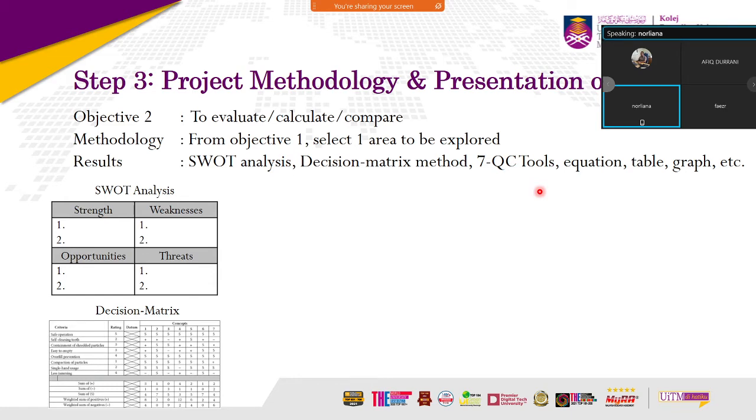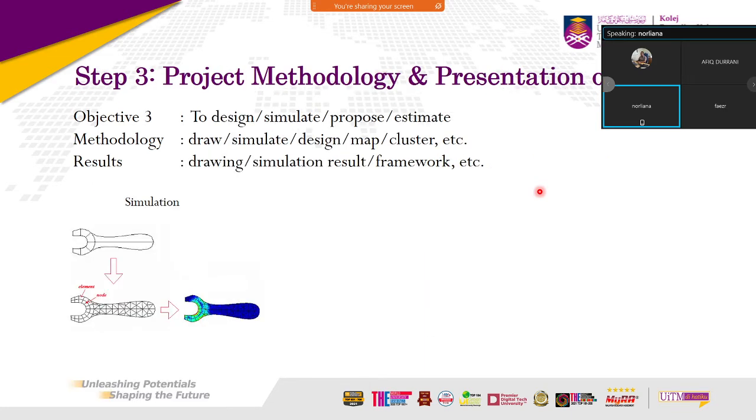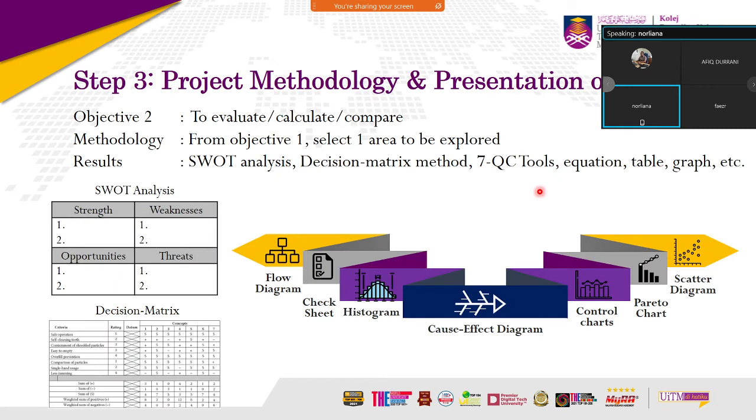So, as we saw earlier, direct contribution is the highest proportion. So probably at this objective number 2, we will focus on direct contribution. We can do SWOT analysis: what are its strengths, weaknesses, opportunities and threats. Or we can also use a decision matrix or any other 7 QC tools. Any QC tools: a cause and effect diagram, a histogram, a check sheet, an equation, a table, a graph, and so on. You pick one area from your objective number 1 and do it as objective number 2. What to do, whether to calculate or compare, you have to discuss with your supervisor.